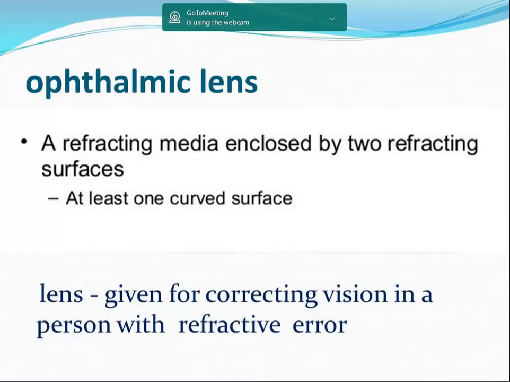Now we will come to today's class: what are ophthalmic lenses and how do you recognize them. Ophthalmic lenses are nothing but a refractive media enclosed by two refracting surfaces. That means there are two refracting surfaces, at least one of which will be curved. The other might be curved or it might be plane. These lenses are given for correcting vision in a person with refractive error.